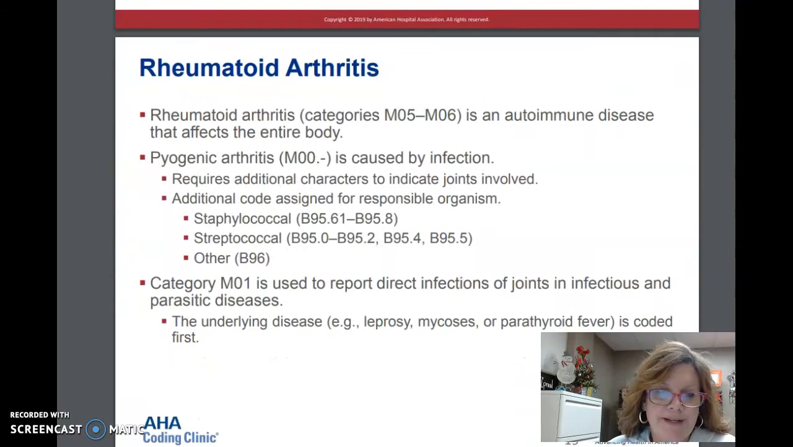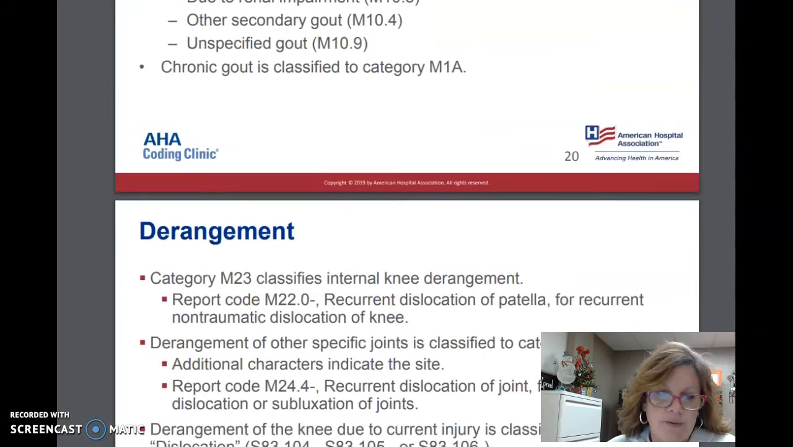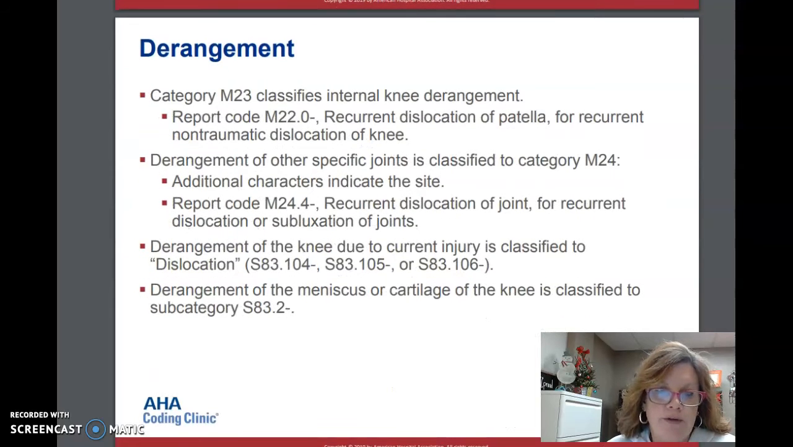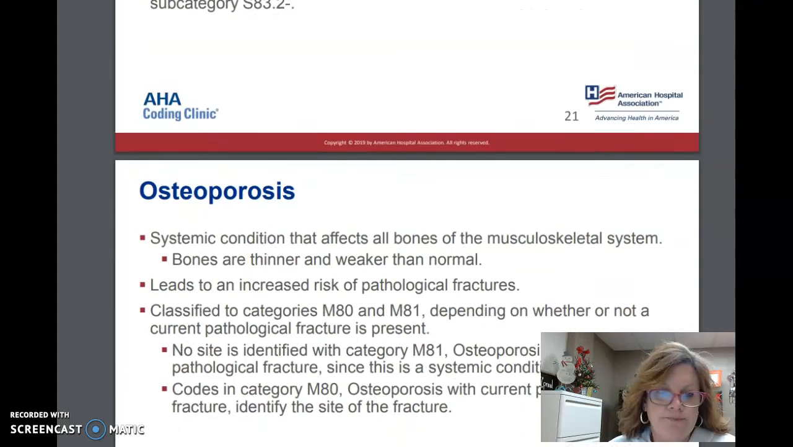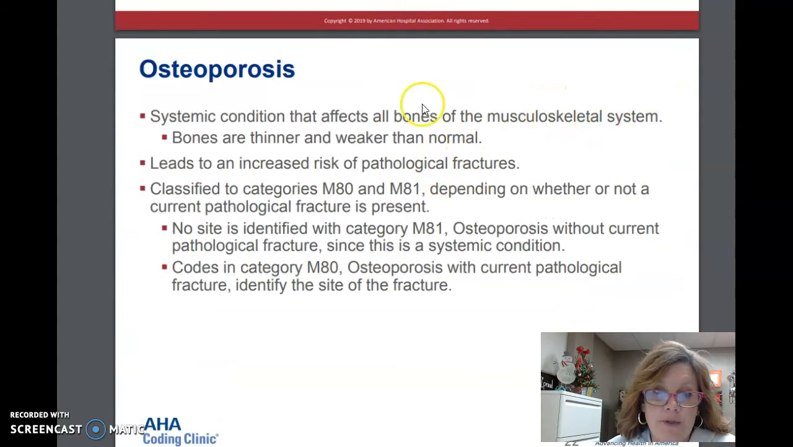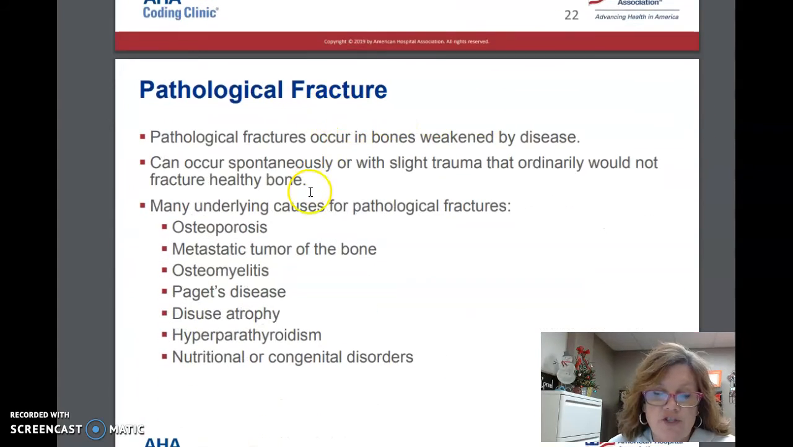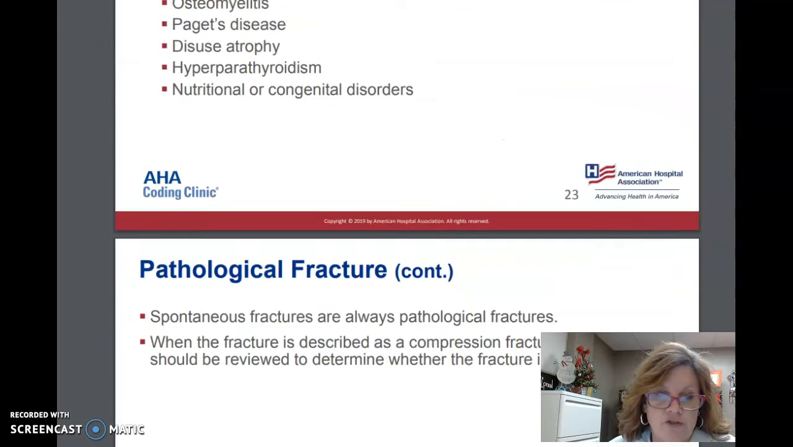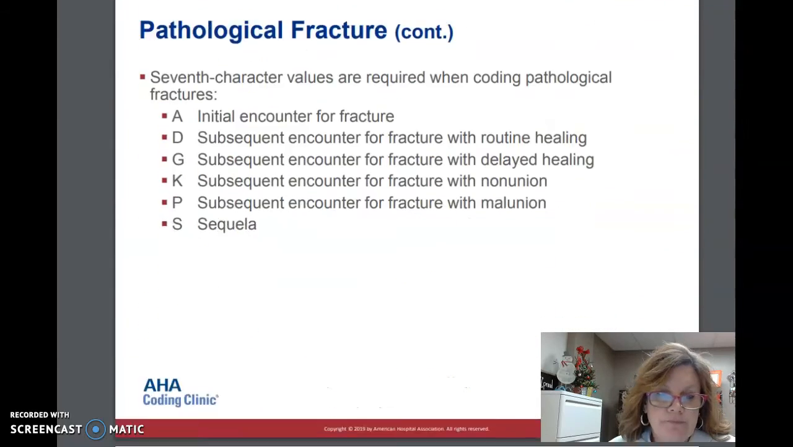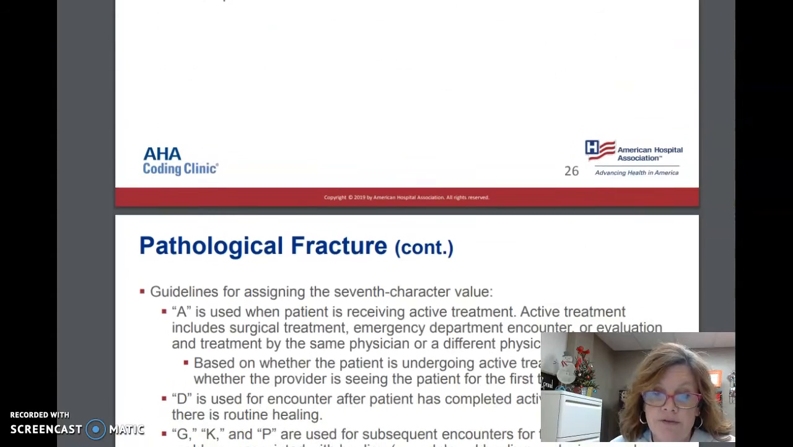All right. So again, there's not any big coding. We have rheumatoid arthritis. So with arthritis, just look to see what type that they're looking at. We have derangement, internal knee derangement, osteoporosis. Again, this is going to lead to your pathological fractures, affects your bones. Like I said, with a pathological fracture, this won't be traumatic. So make sure if you're looking up a fracture that you go to pathological, not traumatic.